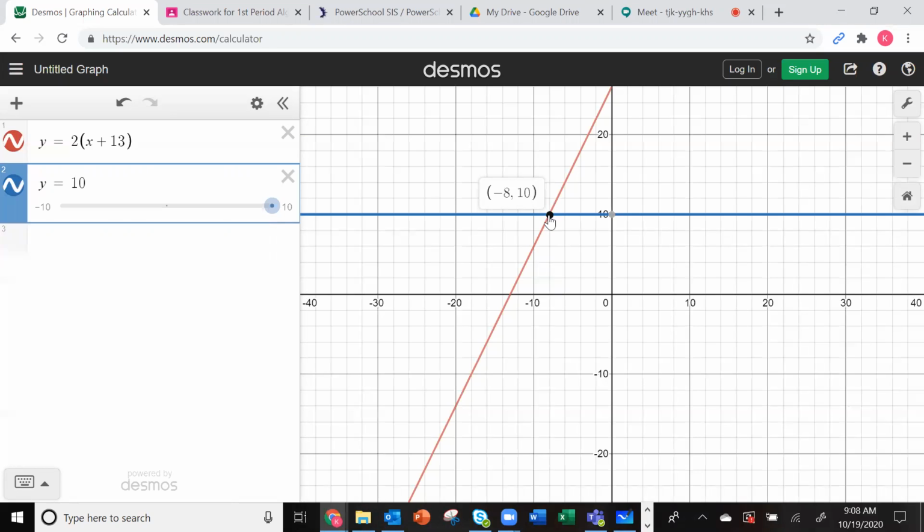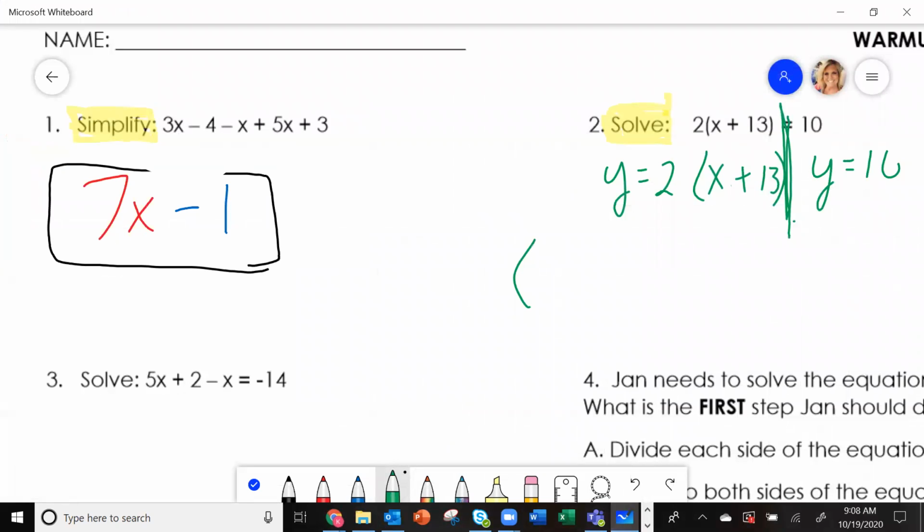I click right there. It tells me -8 and 10. Now remember, what you're looking for is the x number. So right here, my answer will be x equals -8.